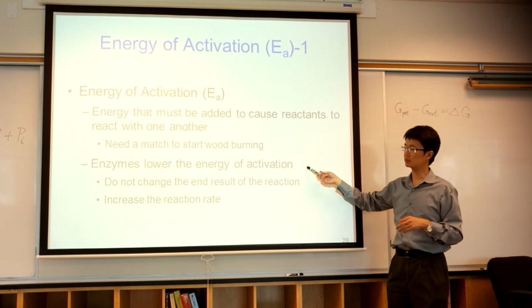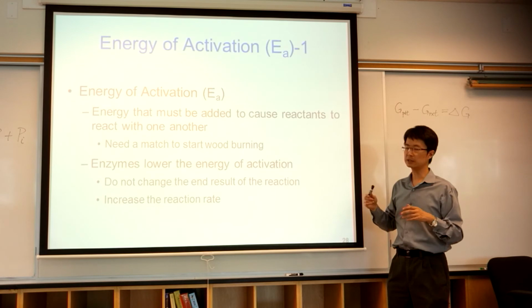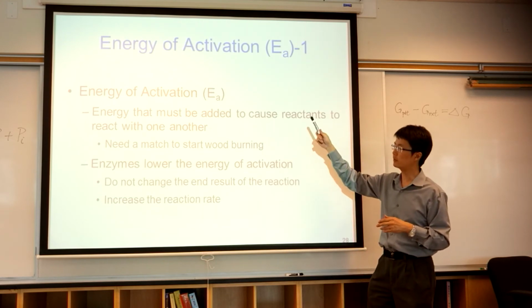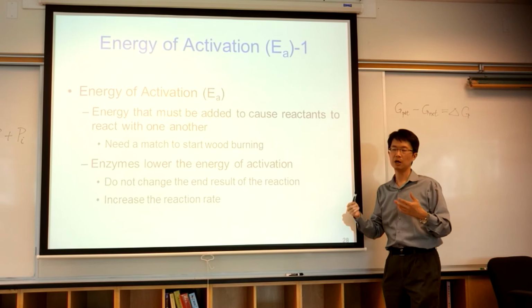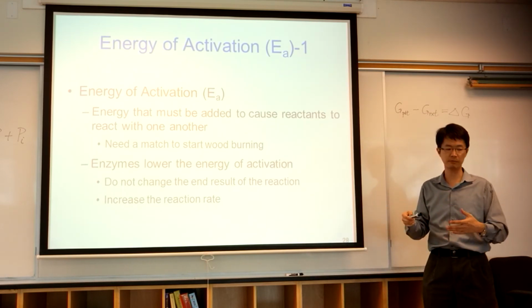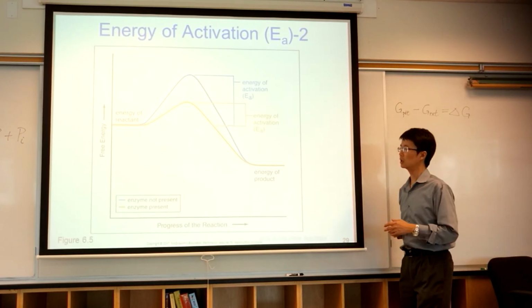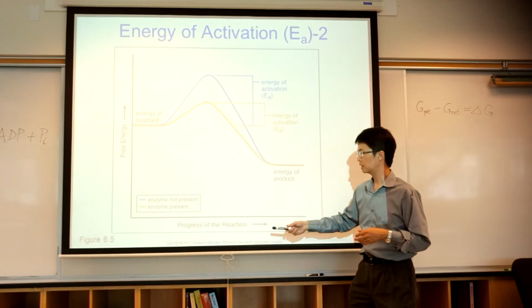What the enzyme does is lower the activation energy so that the reactant will have an easier time converting into a product. When the activation energy is lowered, it increases the reaction rate. That means the conversion of the reactant into product will be much faster and easier. So this is what happens when you use an enzyme.